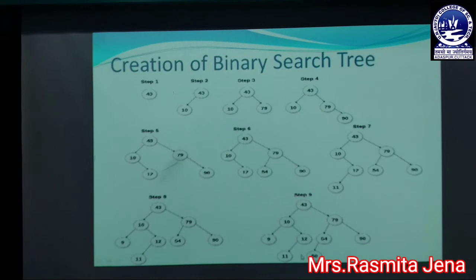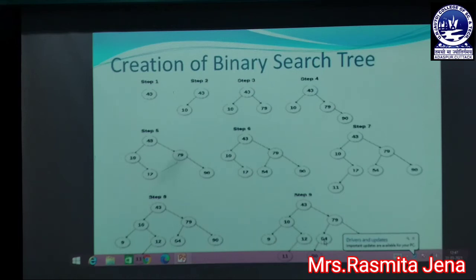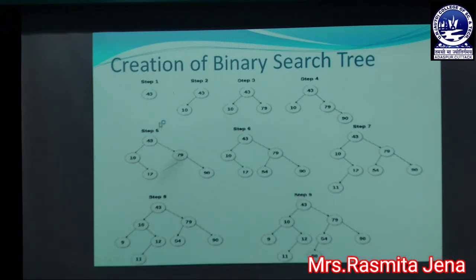Okay, and the last element, that is 50, is again compared with 43. As 50 is greater than 43, it will be inserted in the right subtree of 43. 50 is again compared with 79, and it is less than 79, so it will be inserted in the left subtree, and again it will be compared with 54. As it is less than 54, it will be inserted as the left node of the node 54. But as it is greater than 43, it is inserted in the left node of the right subtree of the node 43. So in this way we can form the binary search tree by using different data elements.